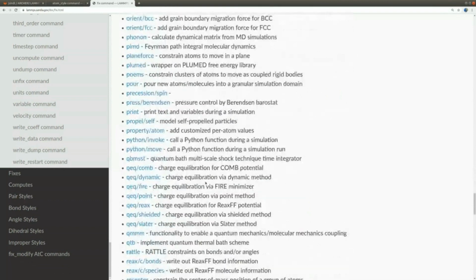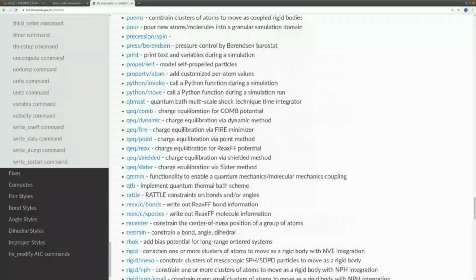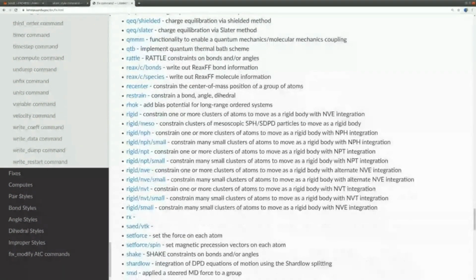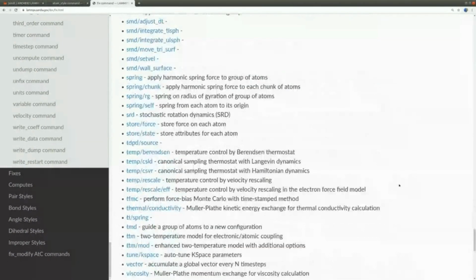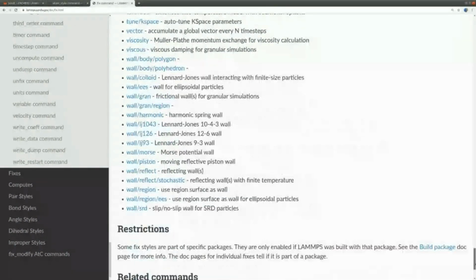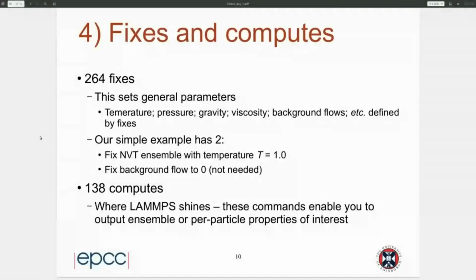If you're interested, the manual is the best place to find this sort of information. Lots of fixes. As I said, there are 264 fixes. They fix a lot of things. Ours only looks at 2. The first one fixes the number of particles, volume, and temperature, and tries to set the temperature at 1. And the other one fixes the background flow to 0.